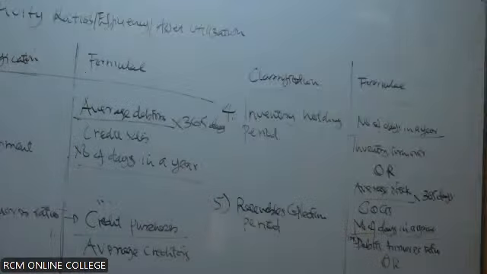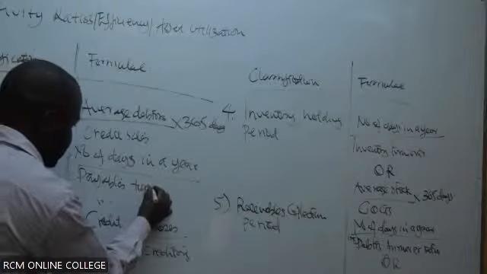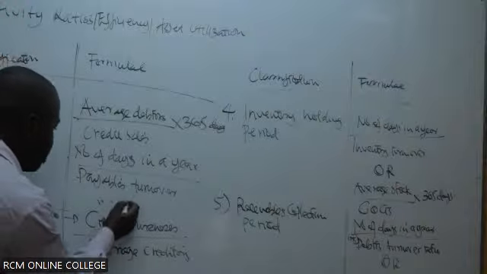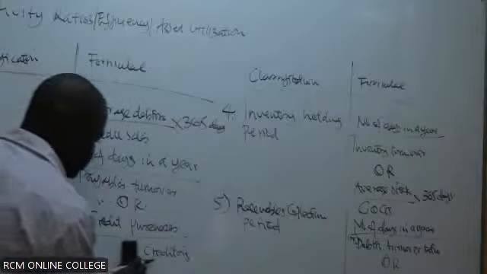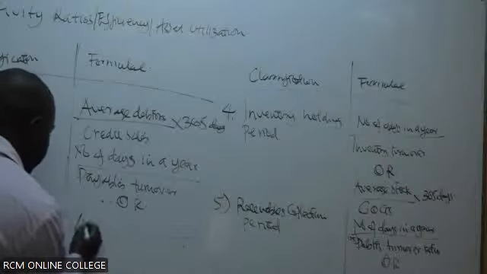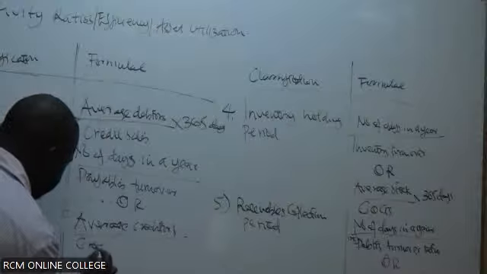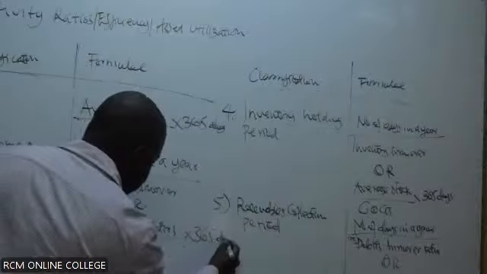You divide by this ratio, the payables turnover. You know the drill now. Or you reverse: average creditors over credit purchases, multiply by 365. So in this case, we reverse these ones: average creditors, you divide by credit purchases, multiply by 365 days. So the answer will likely also be in days.